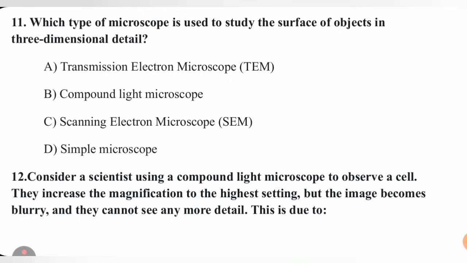Number 11, which type of microscope is used to study the surface of objects in 3-dimensional details? A, transmission electron microscope. B, compound light microscope. C, scanning electron microscope. D, simple microscope.